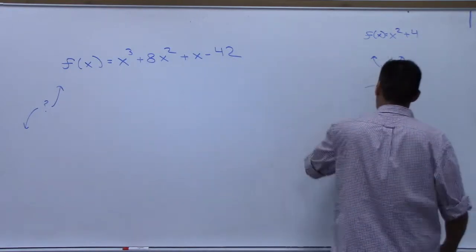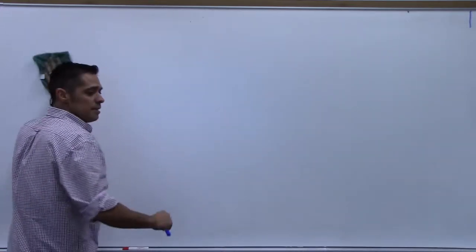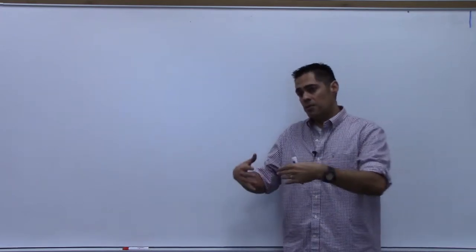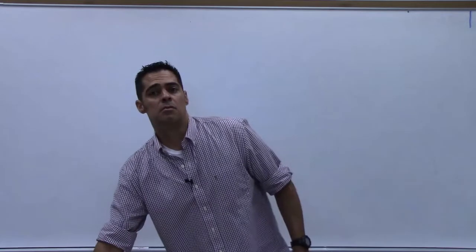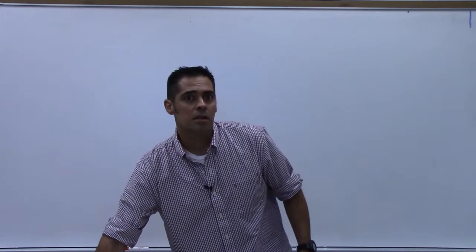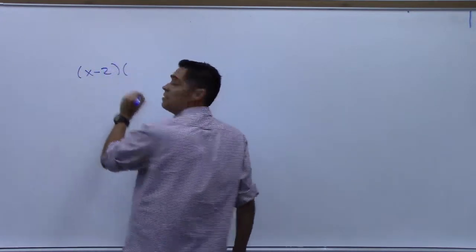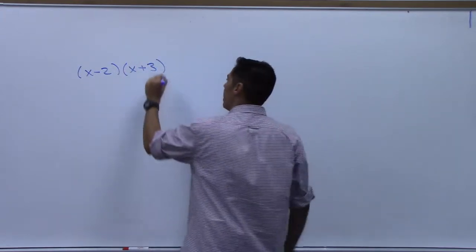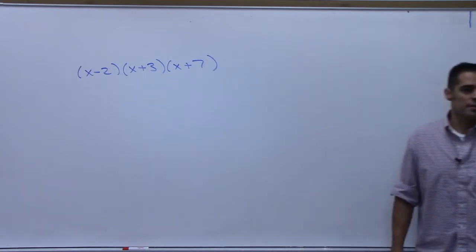So we are stuck. Yes, we agree? We are stuck. It's going to take us a while to get to the actual method. We have to go kind of slow with it, build up to it, but we will eventually be able to do that. Now let me convince you that it does work. I want us to take a look at x minus 2 times x plus 3 times x plus 7. I want us to look at those three factors right there.